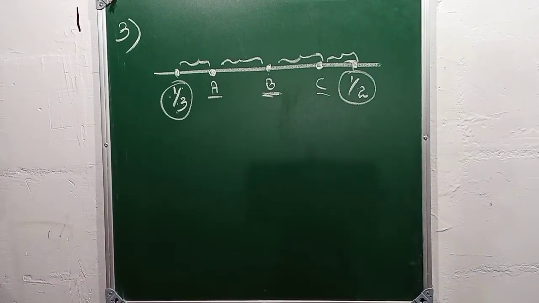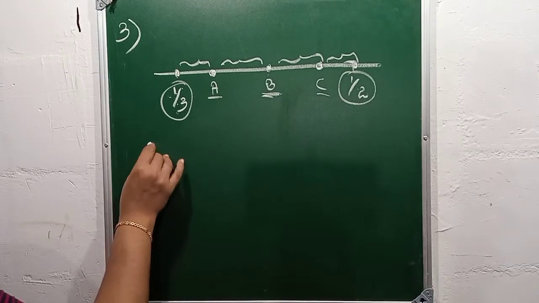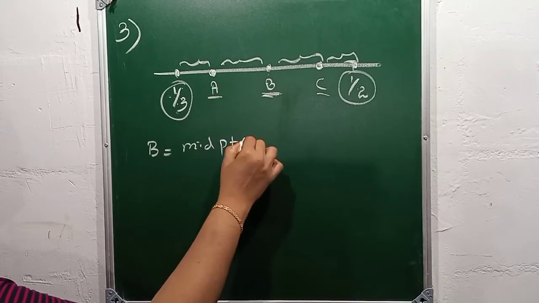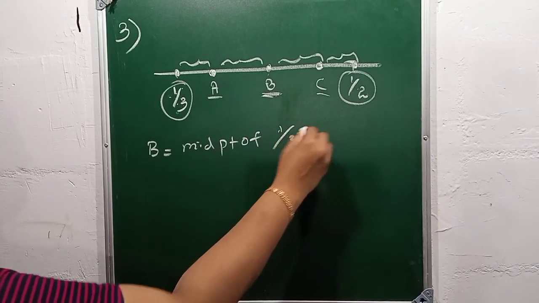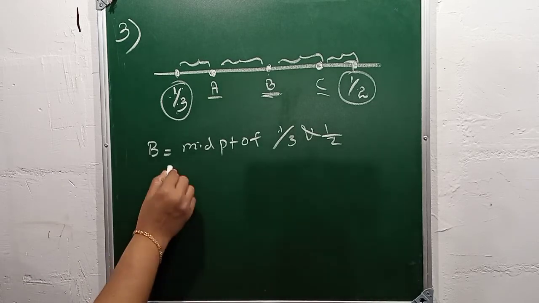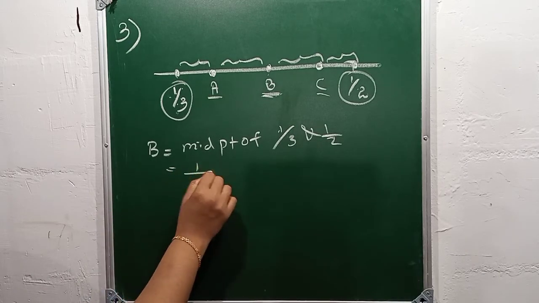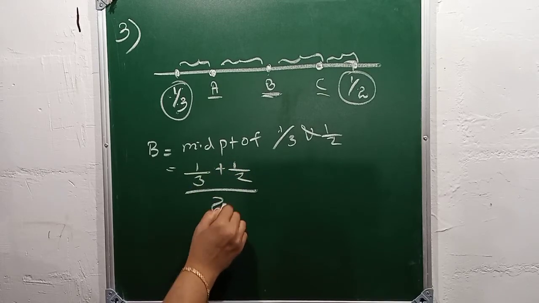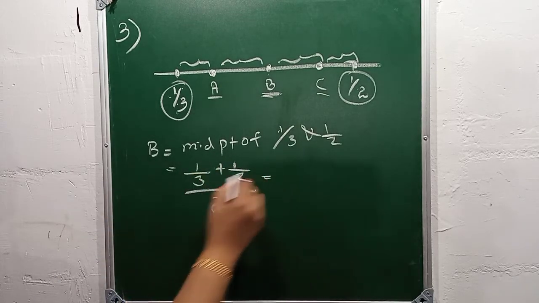So the point B is the midpoint of 1 by 3 and 1 by 2. And how do we find the midpoint of 1 by 3 and 1 by 2? For that, yes, 1 by 3 plus 1 by 2, take its half.